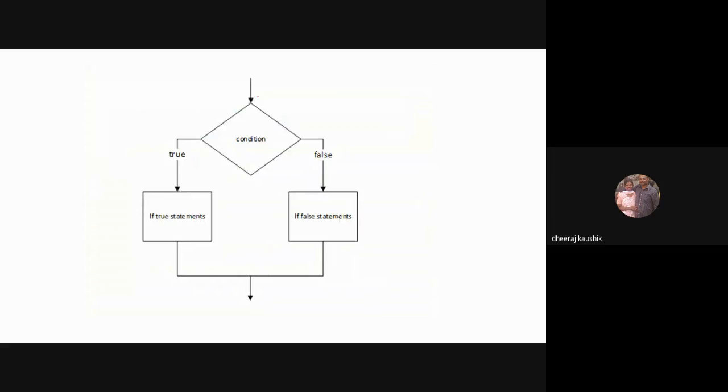And the flowchart for this if else statement would look somewhat like this. The program flow continues and it reaches this conditional block, and in this conditional block, it checks the condition. If it is true, it selects the statements following the if block, and if it is false, it selects and executes the statements following the else block. And after this happens, the flow of the program is continued.